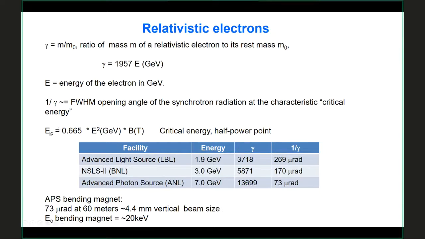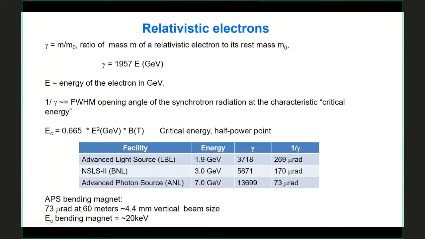And that critical energy is given by a constant near 1 times the square of the energy of the machine times the magnetic field of whatever magnet is accelerating the beam. This could be a bending magnet as the beam goes around a corner, or a periodic magnet array, which I'll mention in a minute. And here I've listed 3 of the synchrotrons in the US. The Advanced Light Source at Berkeley, which is the lowest energy machine here at 1.9 GeV, NSLS-II at Brookhaven at 3 GeV, and the APS at 7. And these are the values of gamma, and these are the values of 1 over gamma in microradians.